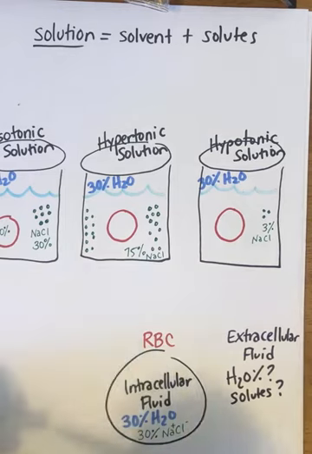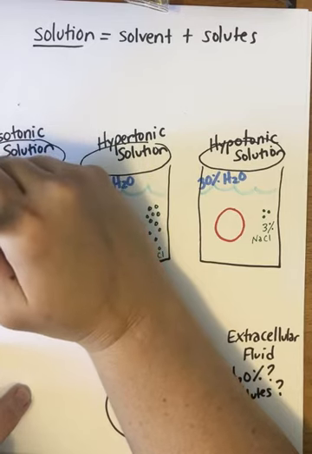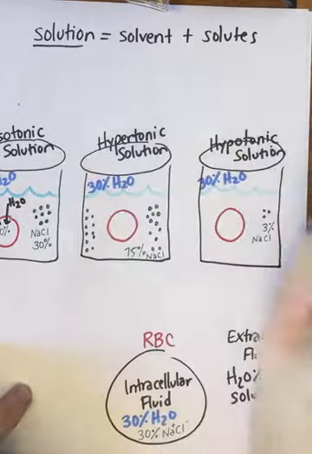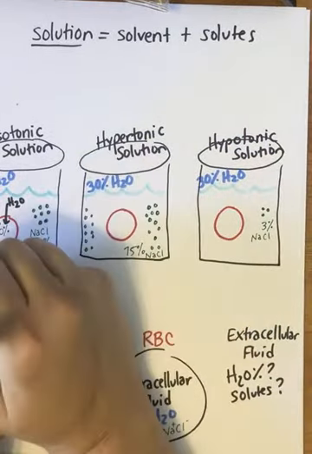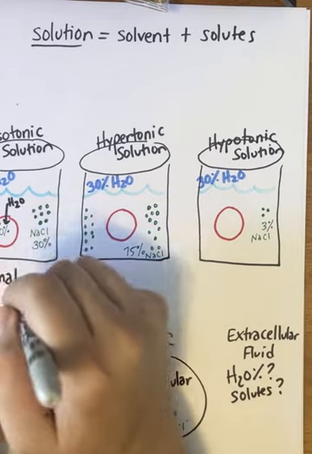So osmosis will occur in this, but in equal directions. In this one, water will move out of the cell, but water will also move into the cell. So in an isotonic solution, for animal cells, this is very healthy for us.